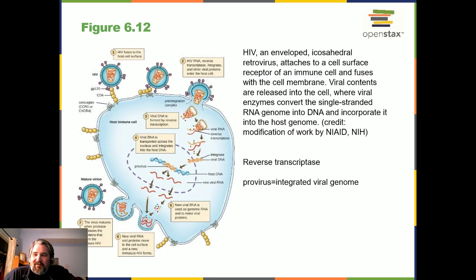So HIV, here's a cartoon of how this works. HIV utilizes GP120 to bind with CD4, and that induces entry. Reverse transcriptase, integrase, and other viral proteins are able to enter the host cell. The viral DNA is formed by reverse transcription. So this is reverse transcriptase. The viral DNA is transported across the nucleus and gets integrated into the host DNA. Then the new viral RNA is used as genomic RNA and to make viral proteins, and then the virus is able to mature and be released. So this is where we introduce the retrovirus.